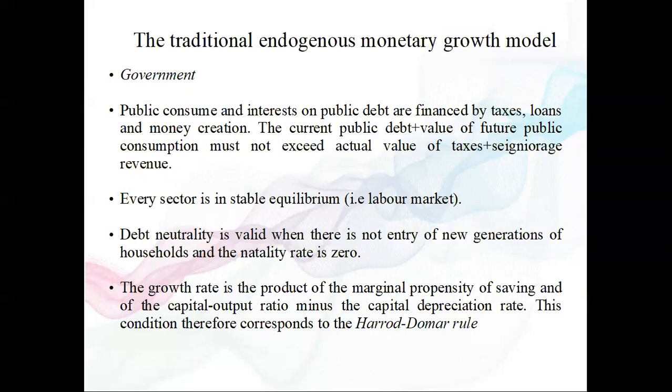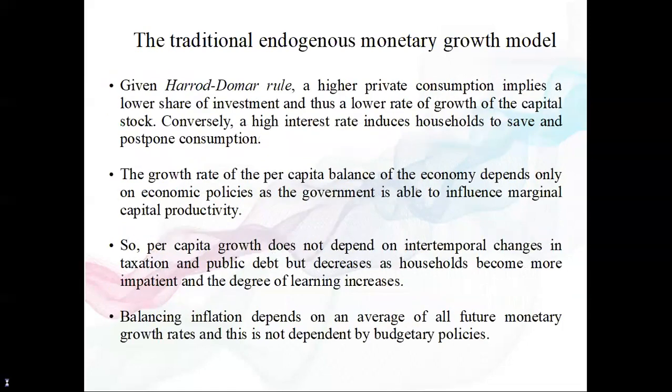In this model, debt neutrality is valid when there is no entry of a new generation of households and the neutrality rate is zero. The growth rate is the product of the marginal propensity to save and the capital output ratio, minus the capital depreciation rate. This condition is defined as the Harrod-Domar rule. Given this rule, higher private consumption implies a lower share of investment and thus a lower rate of growth of the capital stock. Conversely, high interest rates induce households to save and postpone consumption.